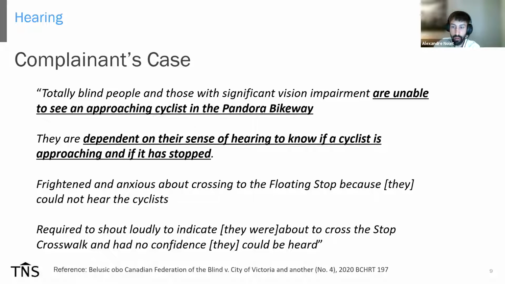And this is just a summary of what the judge understood from the evidence presented by the plaintiffs. In summary, they indicated that with these facilities, they cannot see the cyclists and cannot hear them, so they cannot determine if the cyclists have stopped, and they can no longer independently and safely board the buses from the sidewalks. So that was really the main issue for them.